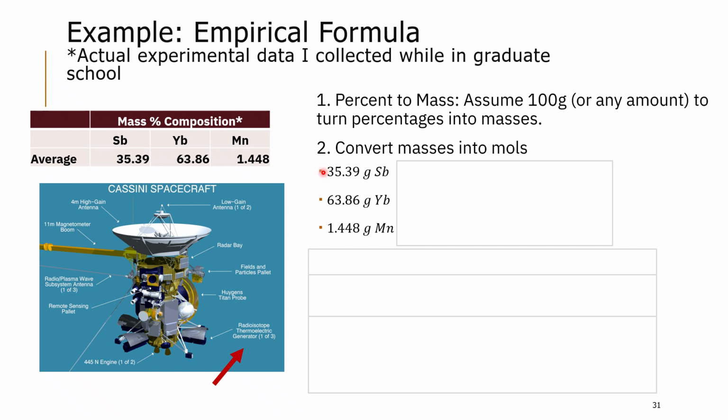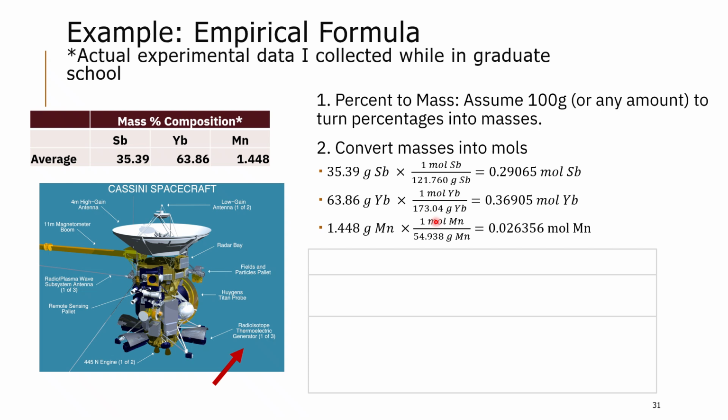Our next step is to convert masses into moles. The subscripts in a chemical formula represent mole ratios, not mass ratios. We use the molar mass of each element as a conversion factor. After converting, we have 0.29065 moles of antimony and 0.36905 moles of ytterbium and 0.026356 moles of manganese.